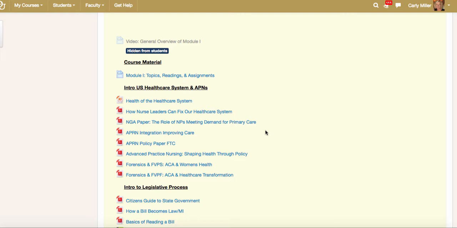The NGA paper is more geared towards the nurse practitioner students. However, like I mentioned, when you're reading these, even as a forensic student, you have to put yourself in the perspective of advanced practice nursing and look at it from that specialty area. So this is looking at primary care and the demand or need for advanced practice nurses due to the decline in physicians practicing in primary care.